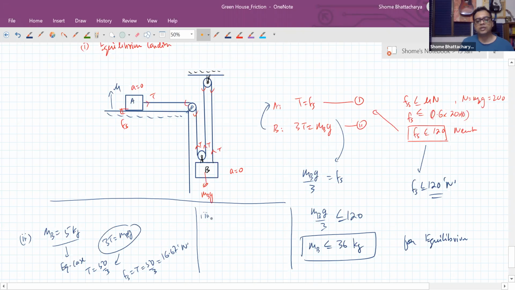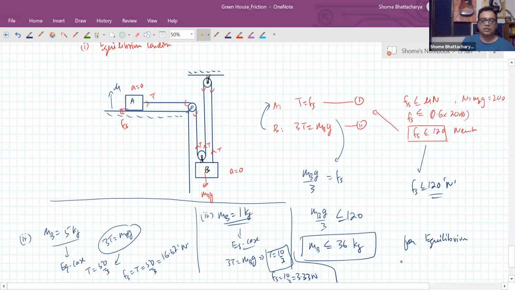And in the last case also that I've given you, it's more or less the same kind of situation. Just the value is different. So this is also the equilibrium case. So tension in this case will be 10 by 3 newtons. So friction will also be 10 by 3, or 3.33 newtons.